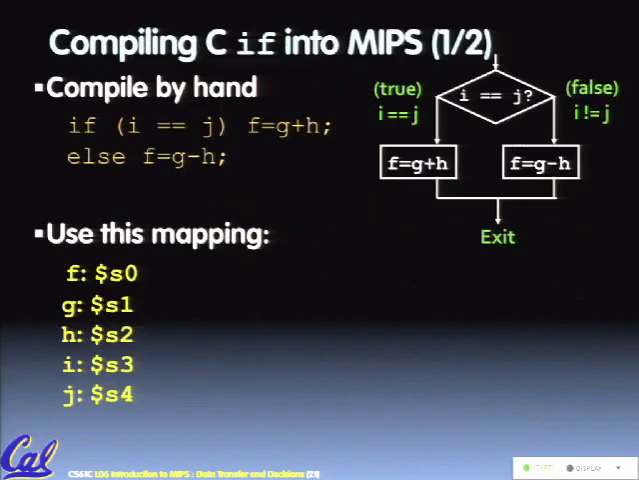If I equals J, F equals G plus H. Otherwise, F equals G minus H. And those of you who are clever might notice the things that happened either way and take those out of the branchy part. Just throwing that out there.